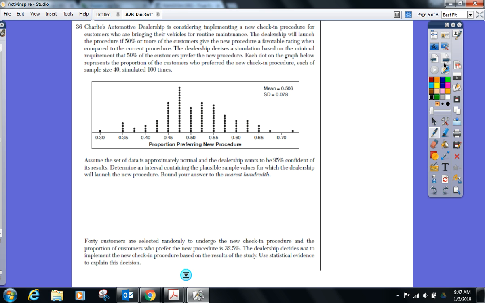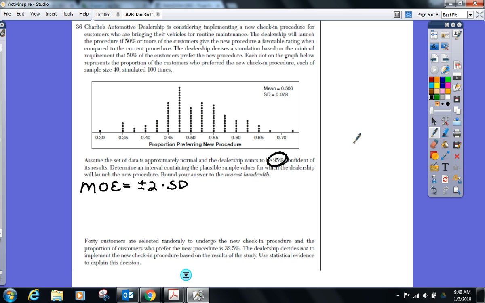All right, let's get right to it. The dealership wants to be 95% confident. Give me an interval that will be in the 95% confident range here. So anybody remember what we need to do first before I find the confidence interval? Well, margin of error, right? Anybody remember how to find margin of error? Plus or minus 2 times standard deviation, yes, which is given to you in the problem in the dot plot.